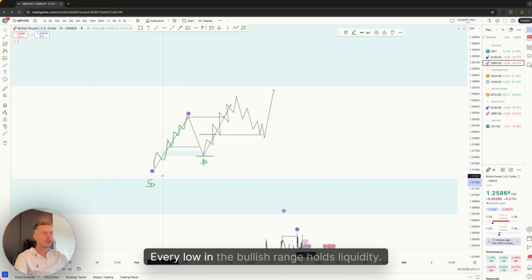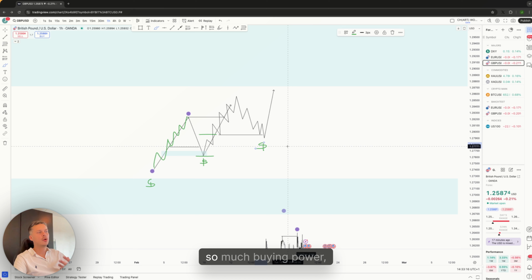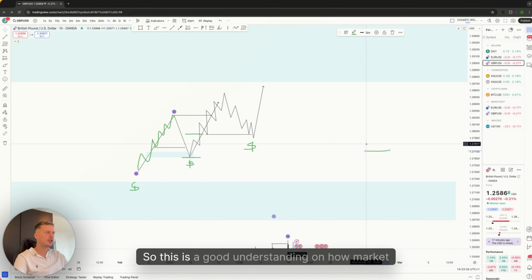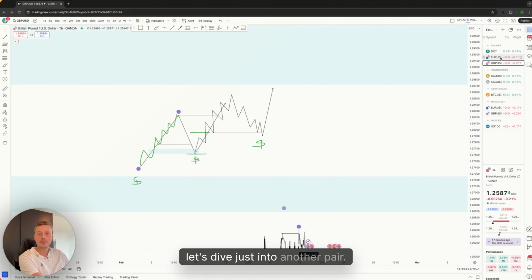Every low in the bullish range holds liquidity, because from every low there is so much buying power, in this case bullish scenario, so much buying power, the price just rockets off. And if there's loads of buying power, there's retail traders, institutions, banks, hedge funds. Well, all those big players are coming into the market as well. So this is a good understanding of how market structure works and how internal structures work. Let's dive into another pair.